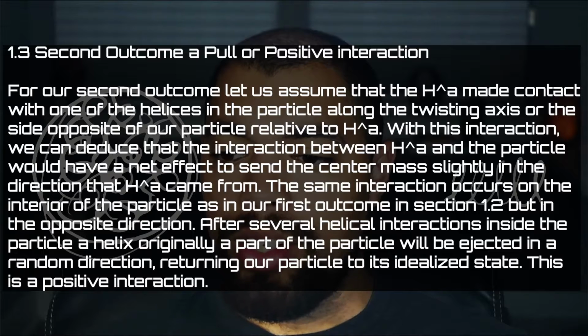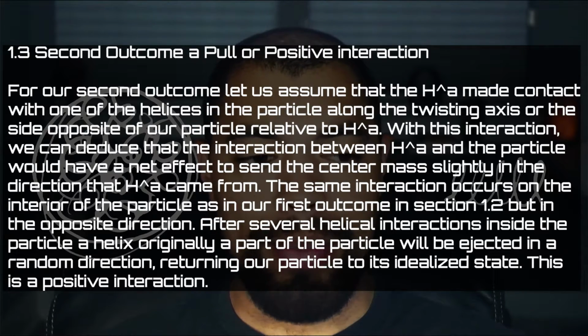The same interaction occurs on the interior of the particle as our first outcome in section 1.2, but in the opposite direction. After several helical interactions inside the particle, a helix originally a part of the particle would be ejected in a random direction, returning our particle to its idealized state. This is a positive interaction.